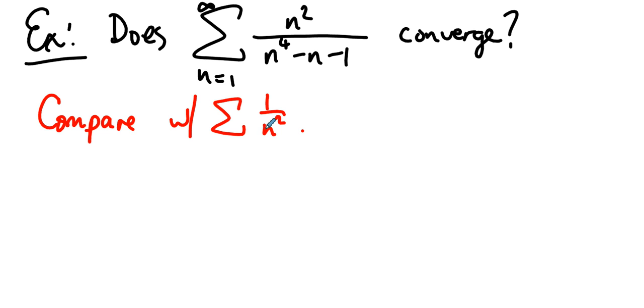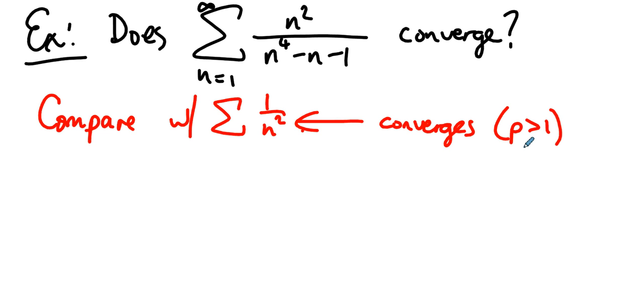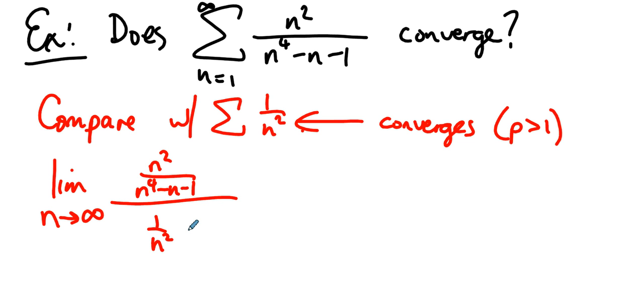Because we know what this series does. This is a p series. This series converges. It's a p series with p greater than 1. So then it's just up to us to show that the limit as n approaches infinity of our series over the series we know about is any number that isn't 0.